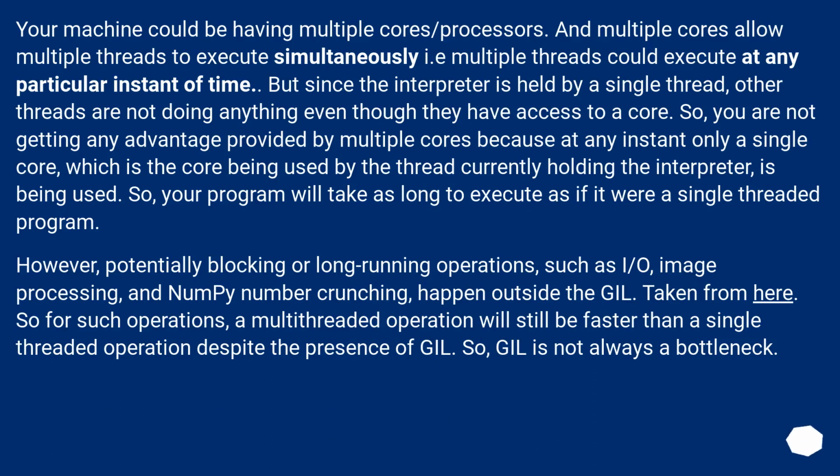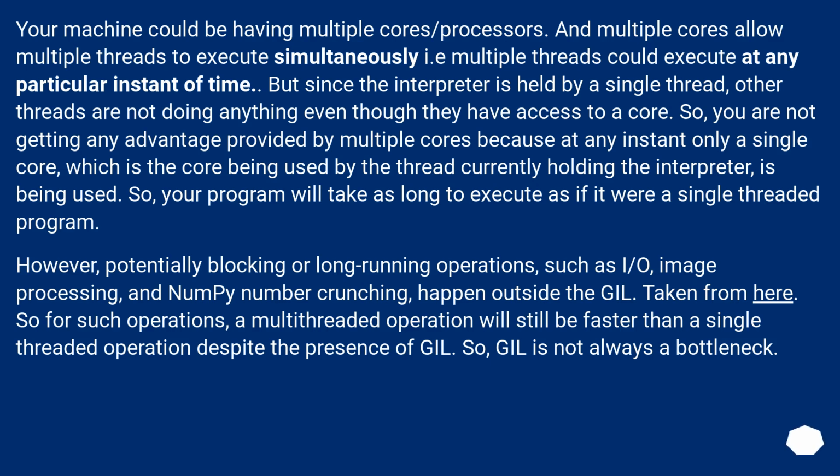Your machine could be having multiple cores or processors. And multiple cores allow multiple threads to execute simultaneously, i.e. multiple threads could execute at any particular instant of time. But since the interpreter is held by a single thread, other threads are not doing anything even though they have access to a core. So, you are not getting any advantage provided by multiple cores because at any instant only a single core, which is the core being used by the thread currently holding the interpreter, is being used. So, your program will take as long to execute as if it were a single-threaded program.